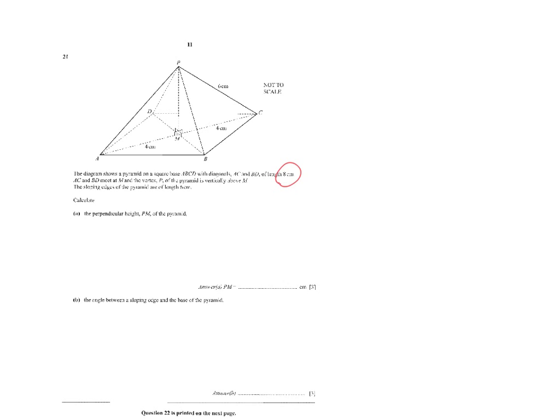AC and BD meet at point M, and the vertex P of the pyramid is exactly vertically above M. That's a vertical line. The sloping edges of the pyramid are of length 6, as you can see, 6 there. So all those sloping lengths are 6. Calculate, so you have to show working, calculate the perpendicular height PM of the pyramid.